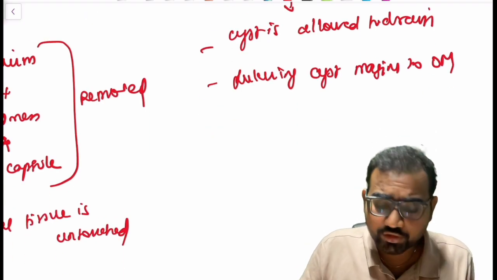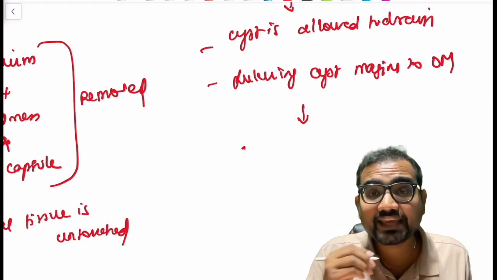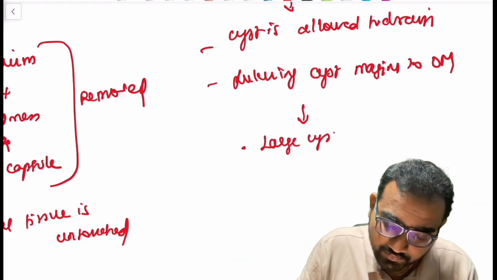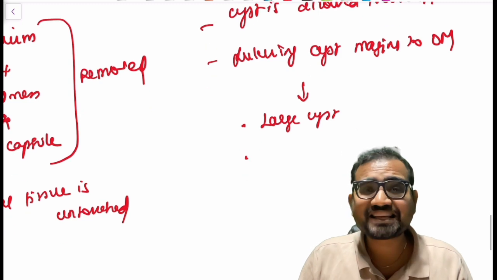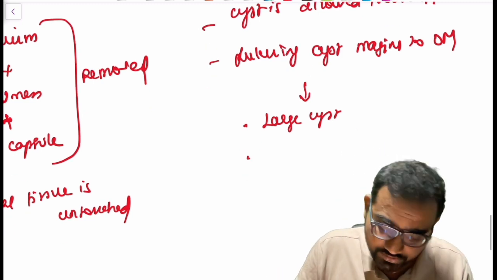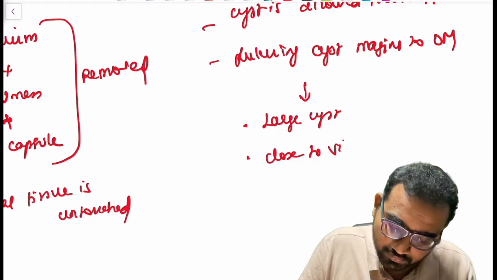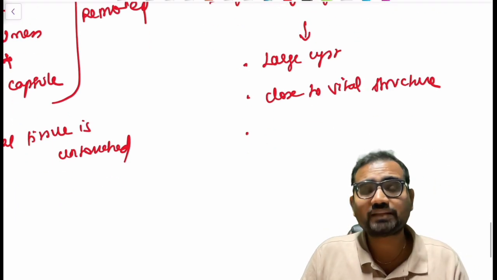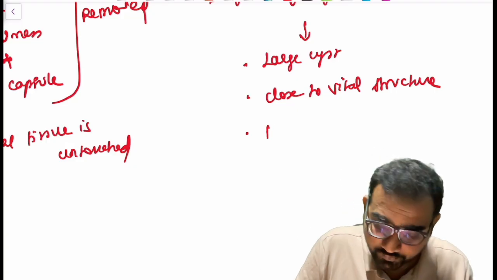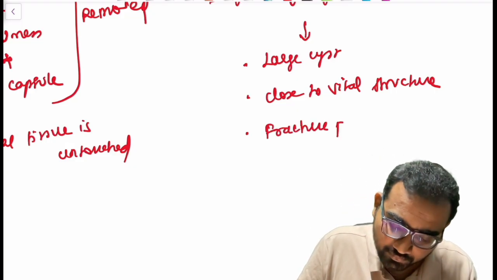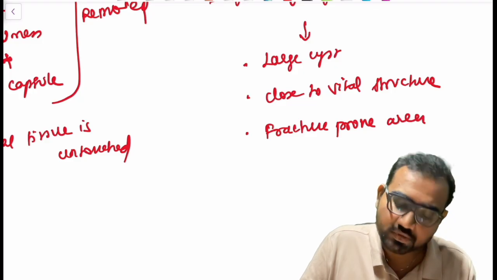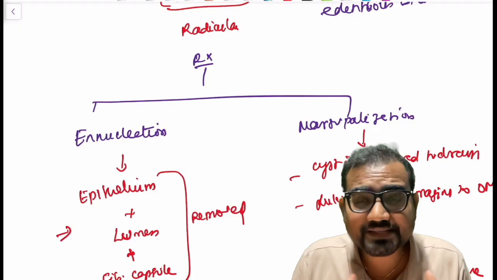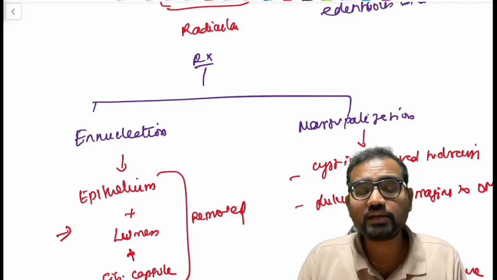In what all situations can you do marsupialization? First, if the cyst is very large. Second, if it is very close to vital structures. Third, if the area is more prone for fracture, fracture prone areas or regions. So in these areas you can do marsupialization. So this forms the very basics of the cyst treatment, enucleation and marsupialization.